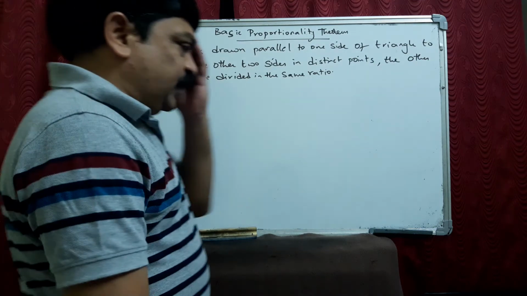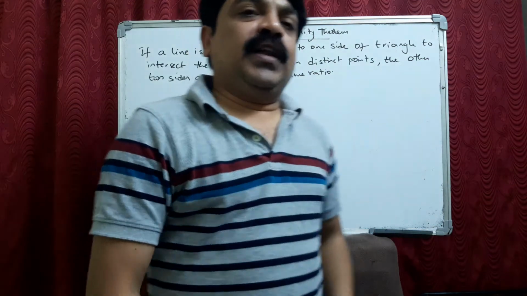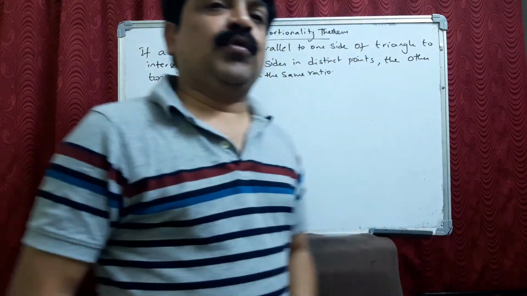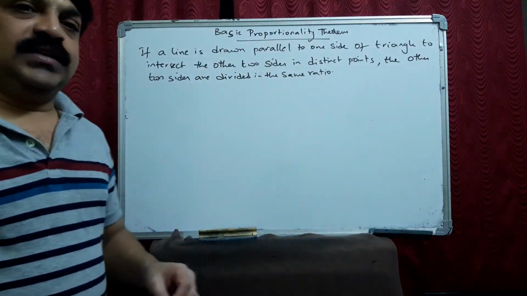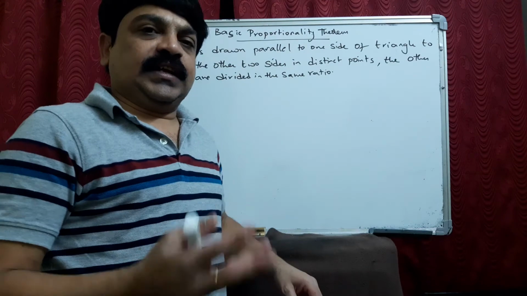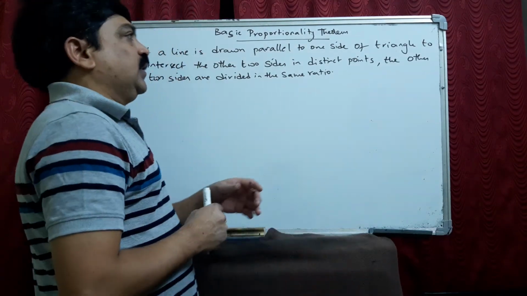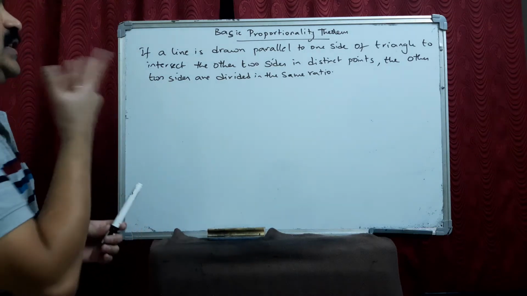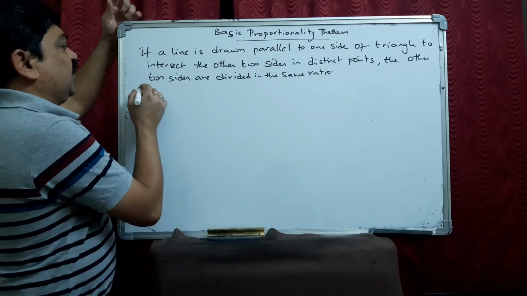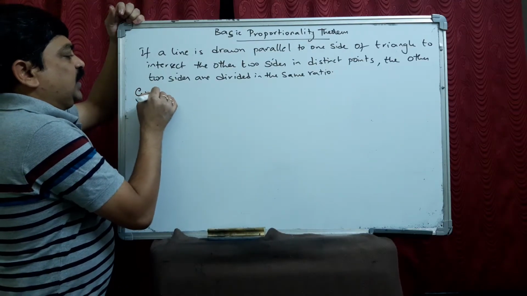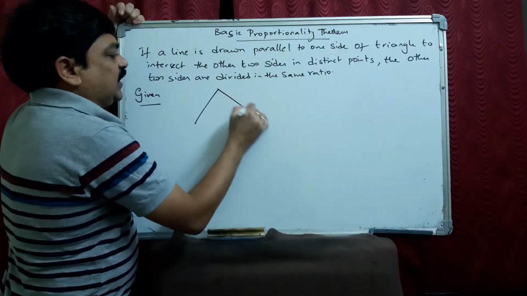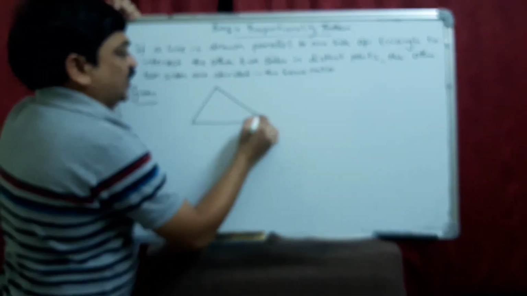Hi students, in this video I will explain the very important theorem, the basic proportionality theorem of triangles, on which the whole second axis depends. What does the basic proportionality theorem say? If there is a triangle here, don't take an equilateral triangle.